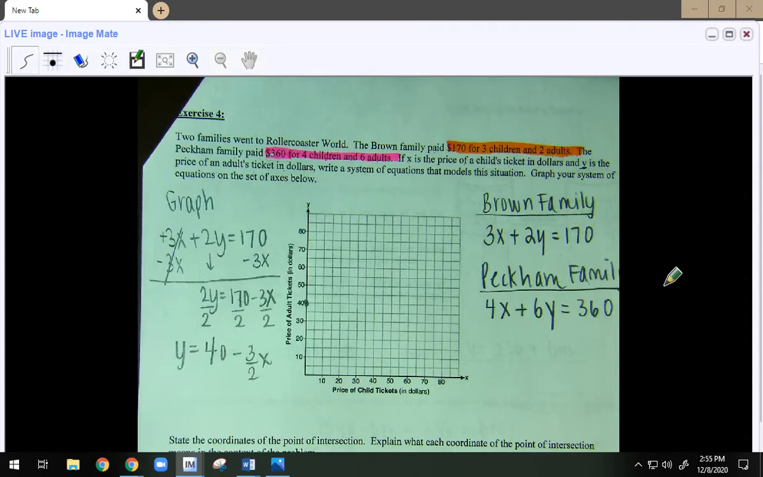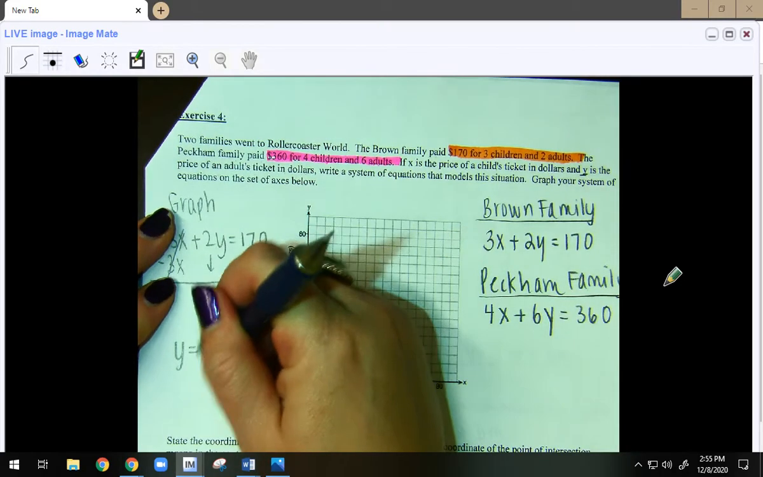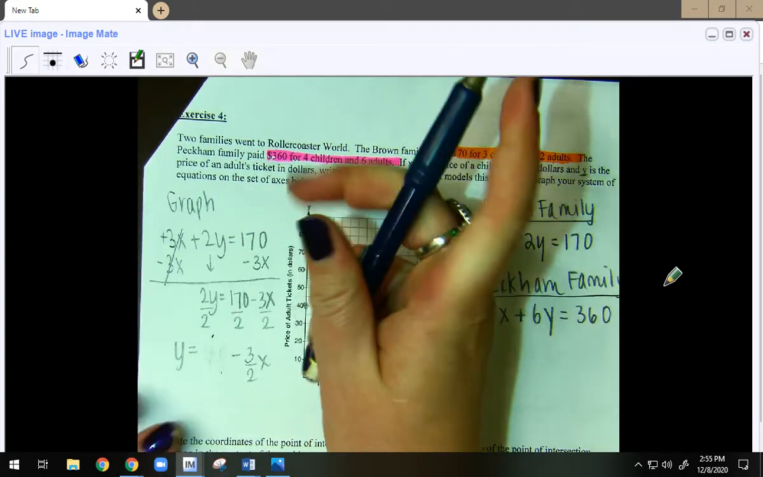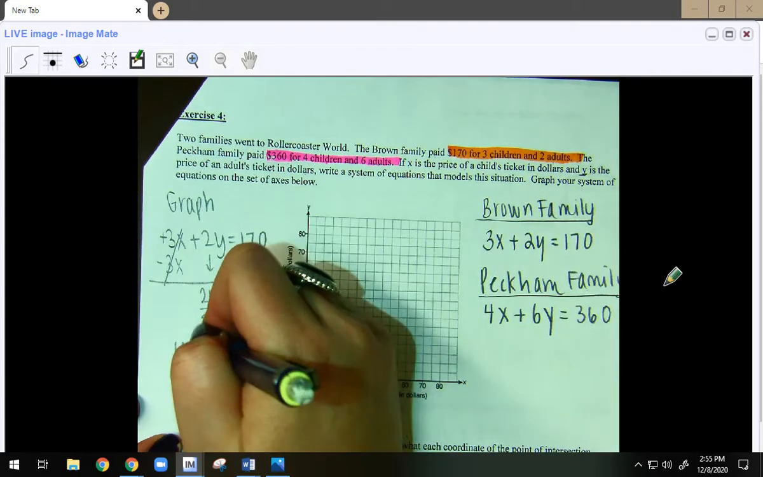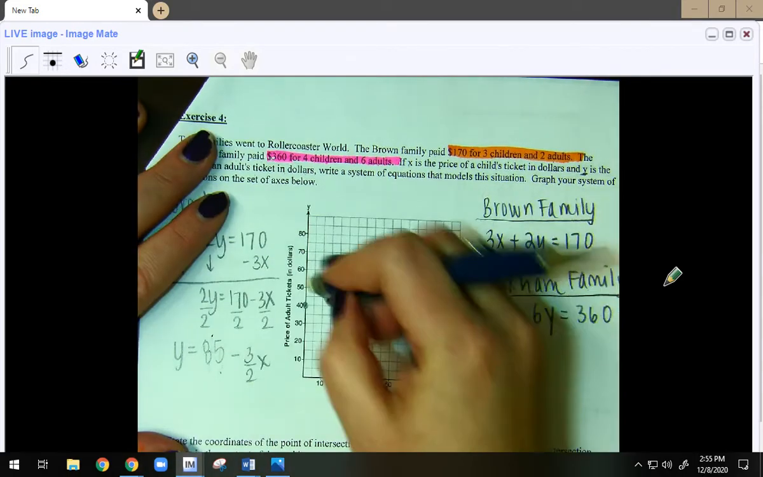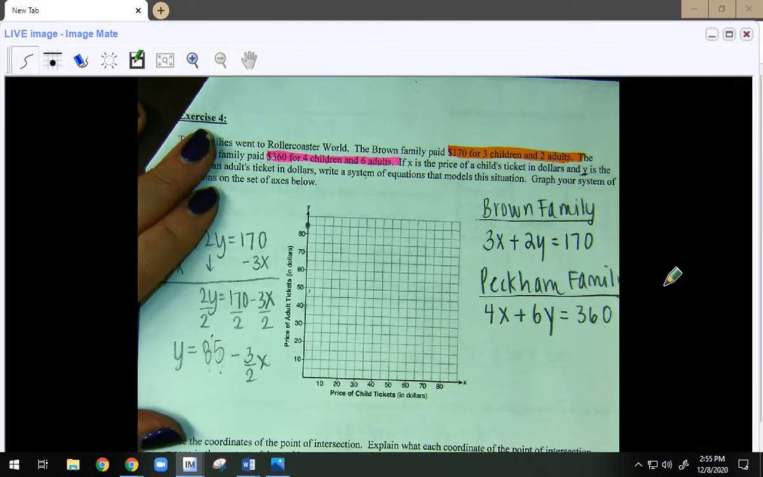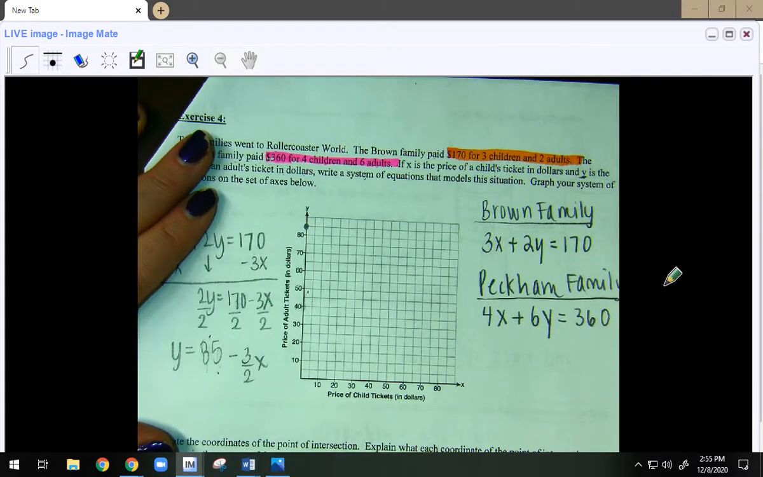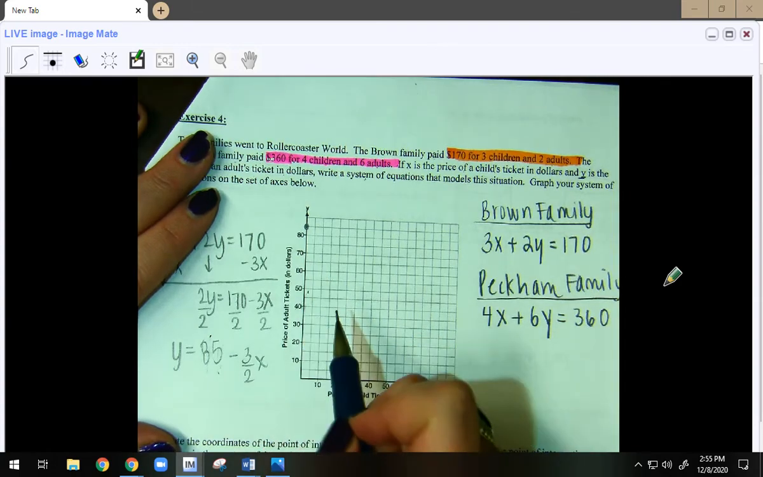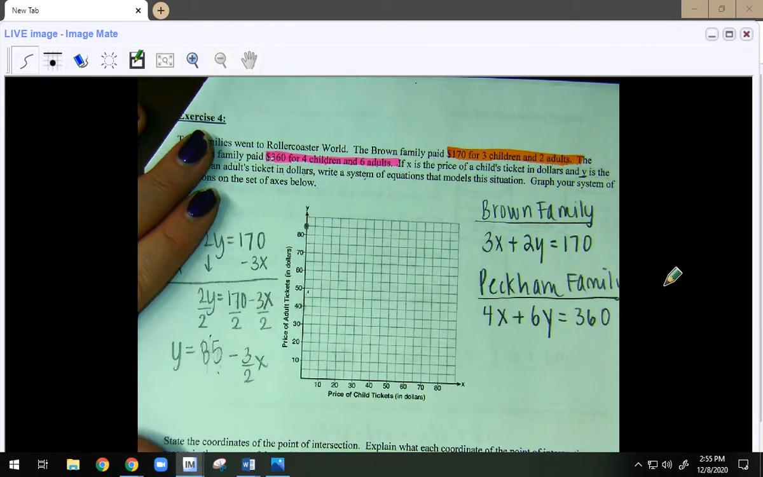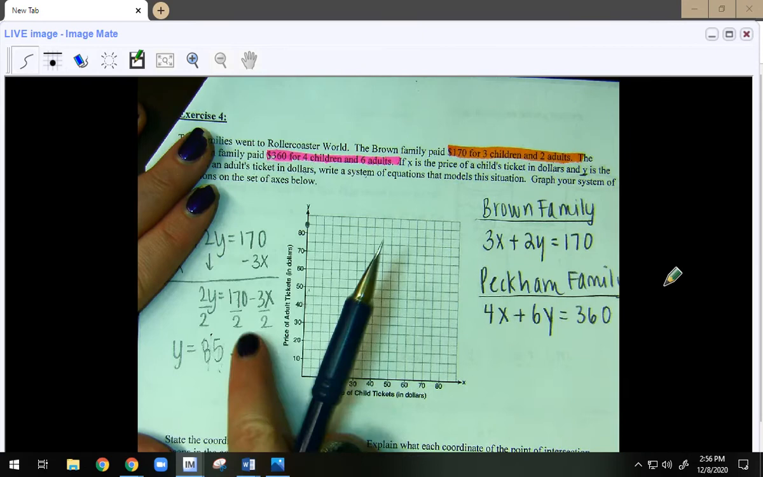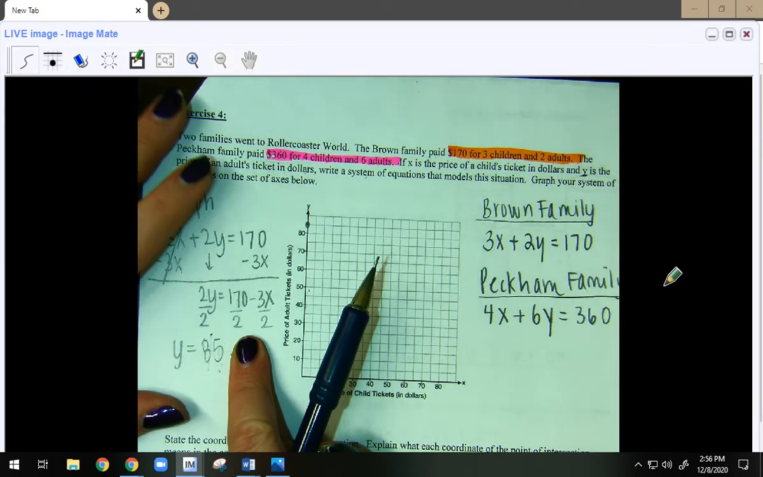170 divided by 2. This is not right. 170 divided by 2 is not 40. It's 85. I apologize for that. Something didn't seem right to me. It was too low on the graph. Did my math wrong. Okay, so it tells me you start at y equals 85.